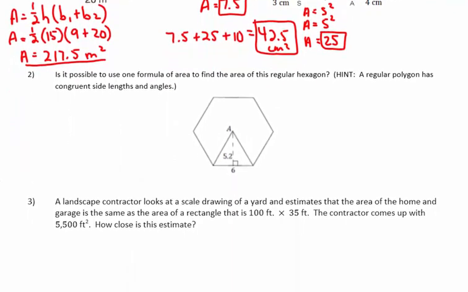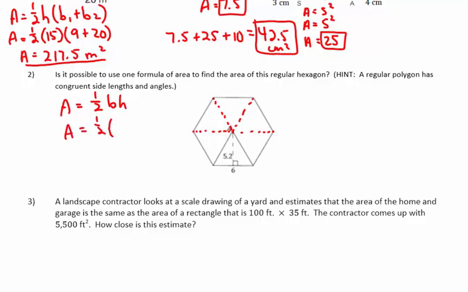Number 2, is it possible to use one formula of area to find the area of this regular hexagon? A regular polygon has congruent side lengths and angles. If you look at this shape here, we could cut this like this here. So really this would be 6 triangles. We could cut it other ways too, but if they're telling us the size of that triangle, then what I would do is find the area of that triangle, 1/2 base times height.